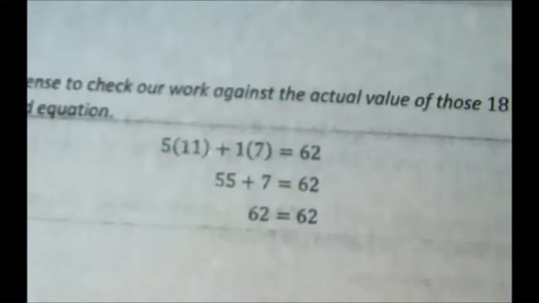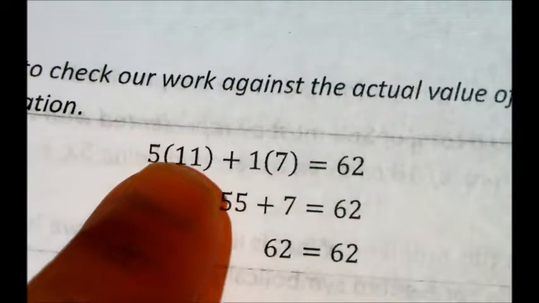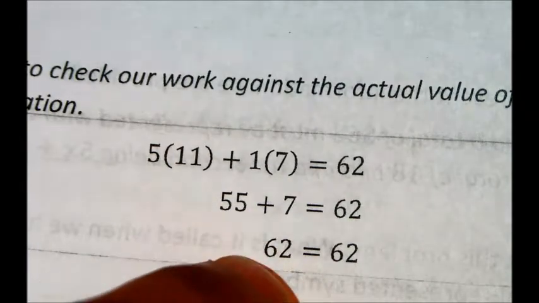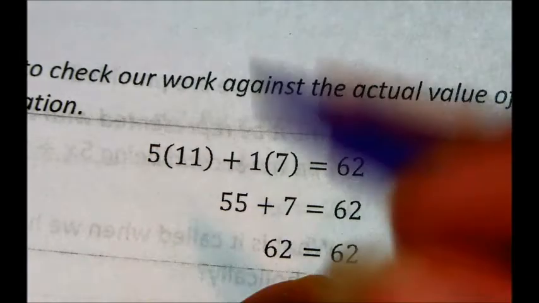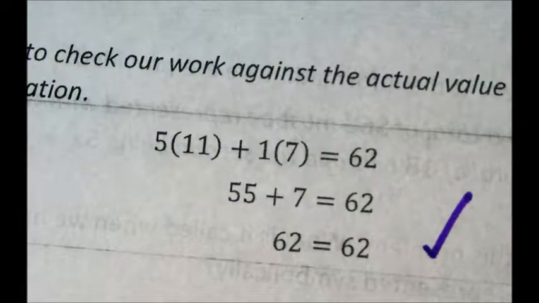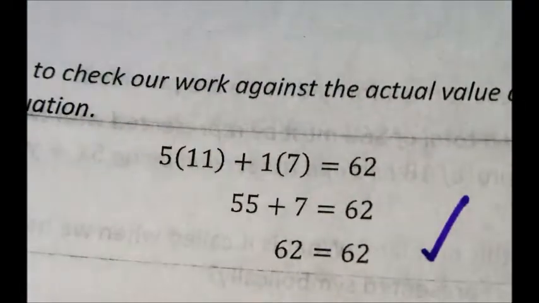It makes sense to check our work against the actual value of those $18 bills in this case. So let's check the second equation. When I substitute in my x of 11 and my y of 7, on my left side I get that 55 plus 7 does indeed give me 62. So because my left side equals my right side, I know that 11 and 7 is the solution to this equation.